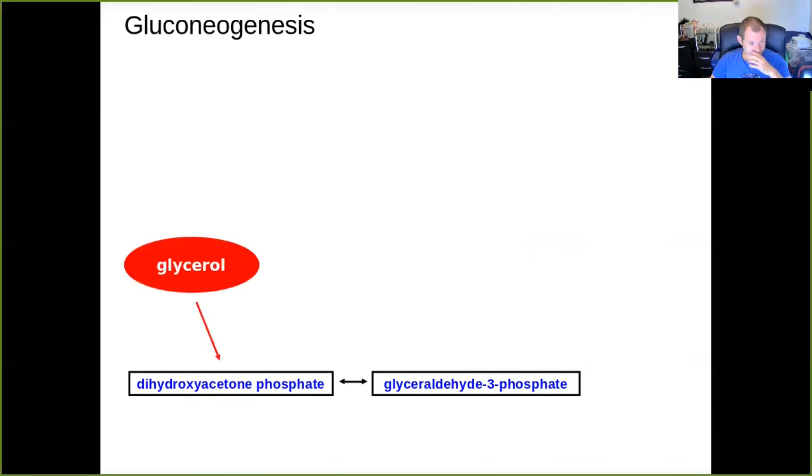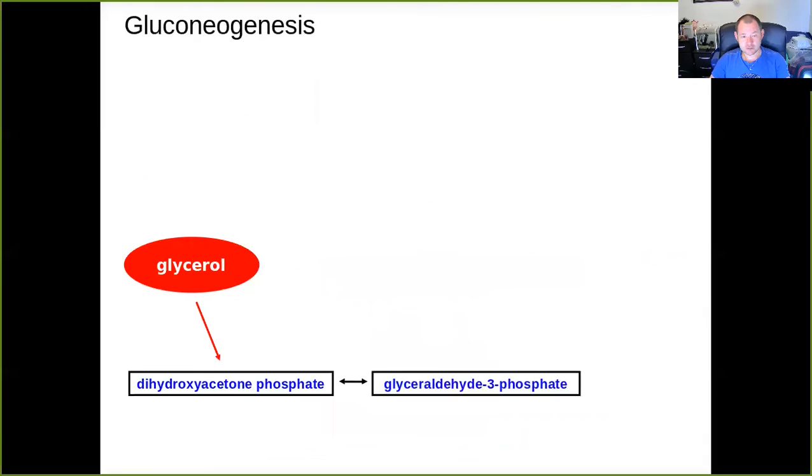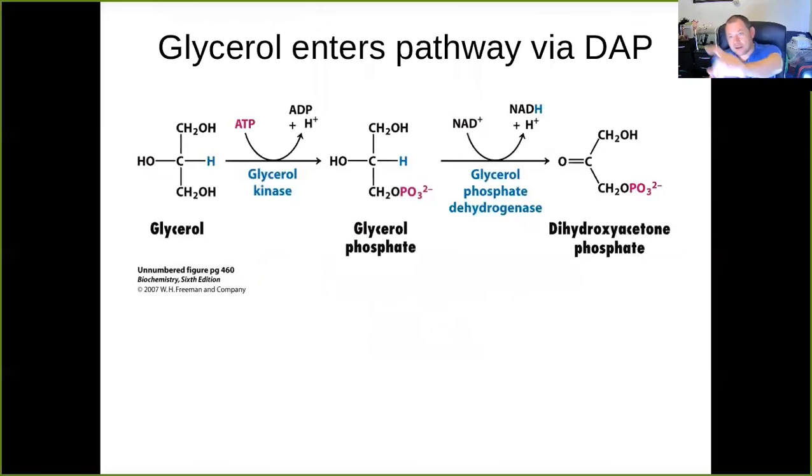To dihydroxyacetone phosphate. So glycerol can enter the process here. Glycerol enters the pathway. Let me just go back there. So glycerol enters the pathway via the dihydroxyacetone phosphate, DAP. So glycerol can bind in there and enter the pathway via the DAP. So glycerol, there's some ATP being spent to make ADP. We now get glycerol phosphate.